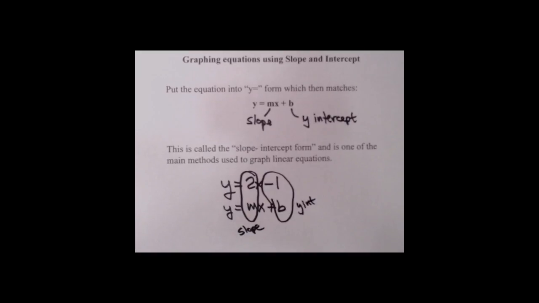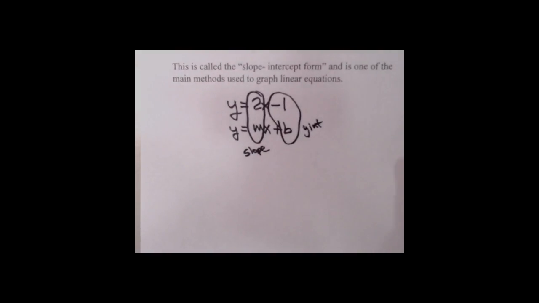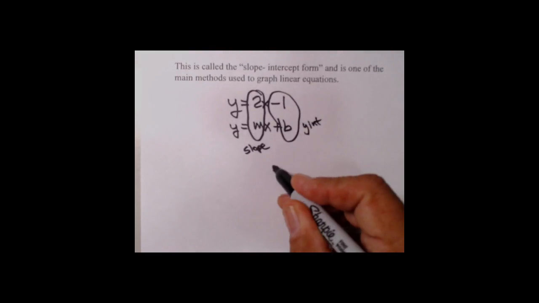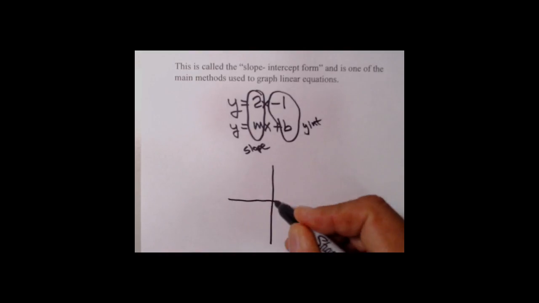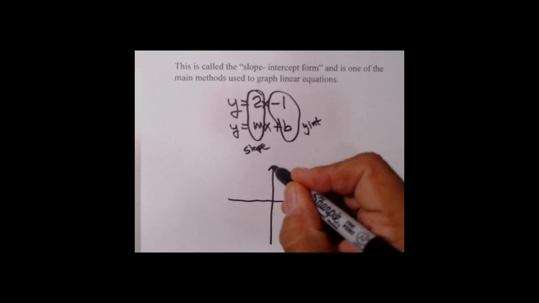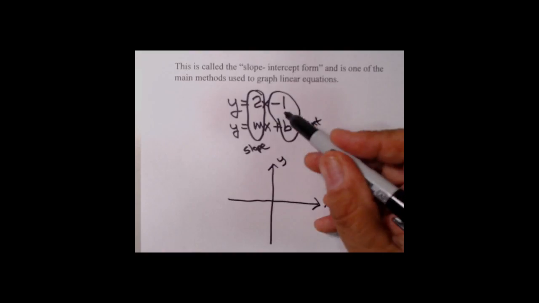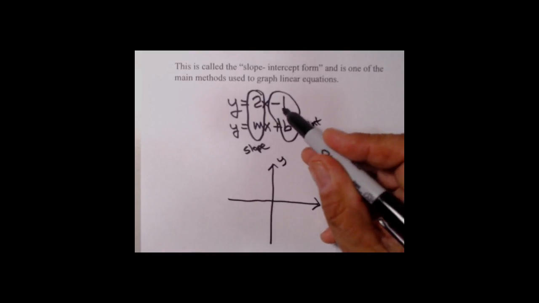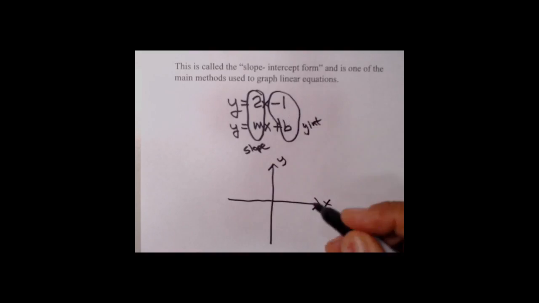So if we make ourselves a graph now, an xy graph, we can go ahead and graph this whole thing up. Here we go. Here's the x-axis, and here's the y-axis. Now we always have to have a starting point, and our y-intercept is our starting point. We know that the graph line crosses the y-axis at -1. So if this is my -1 right here, there's my starting point, the y-intercept.